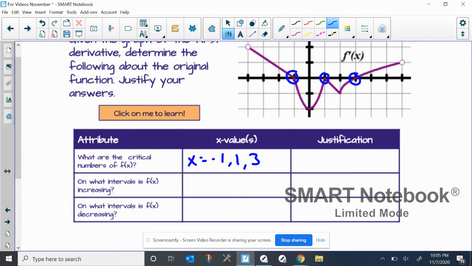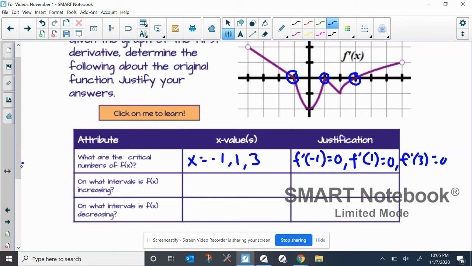Then if I wanted to justify this, I could say f prime of -1 equals 0, f prime of 1 equals 0, and f prime of 3 equals 0. It's actually very rare for you to have to justify that, but I thought I would show you one there.